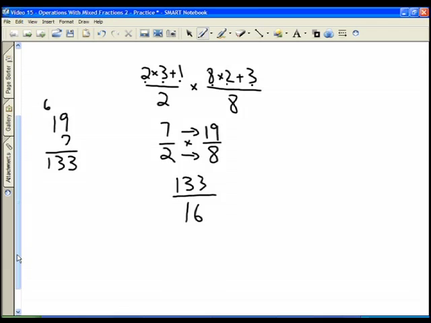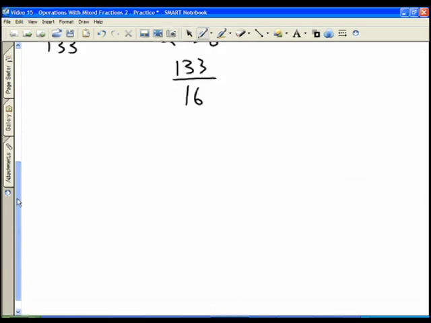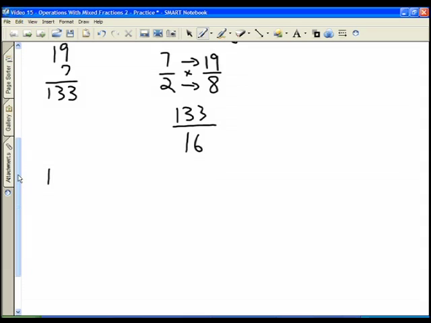Now 133 over 16 can also be changed into a mixed fraction, and for that we have to do our long division and divide 16 into 133. So we can try 7. Let's try 16 times 7. 6 times 7 is 42. 1 times 7 is 7, and 4 is 11. So we're at 112, and we can probably add one more 16 to that.